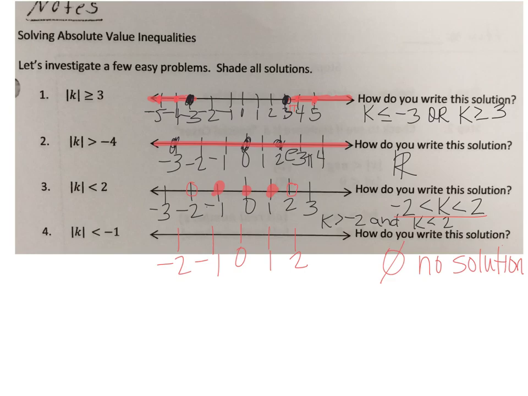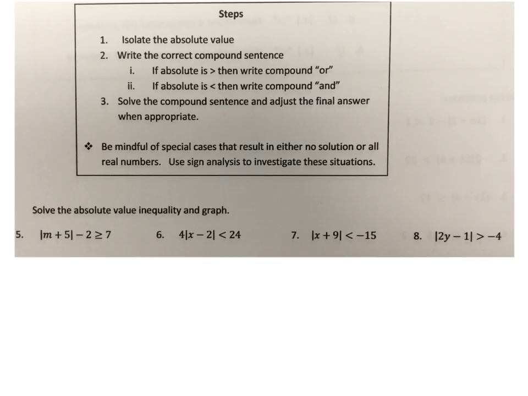because absolute value will always be positive. Okay? So down below you have 4 examples. You have some steps you can look at to help get you through there. We're going to do the first 2 together. Number 5, the absolute value of m plus 5 minus 2 is greater than or equal to 7. The first step is to isolate my absolute value, so how am I going to do that? I'm going to add 2. And the absolute value of m plus 5 is greater than or equal to 9.